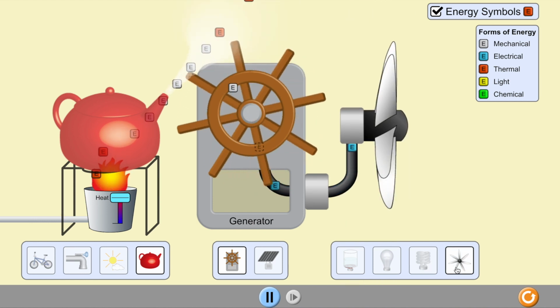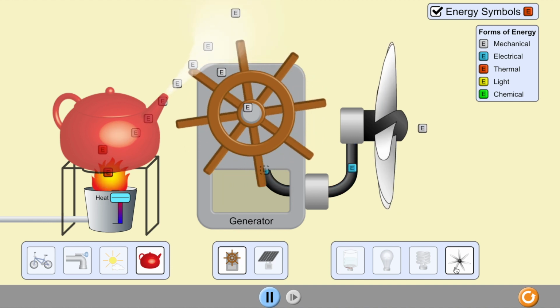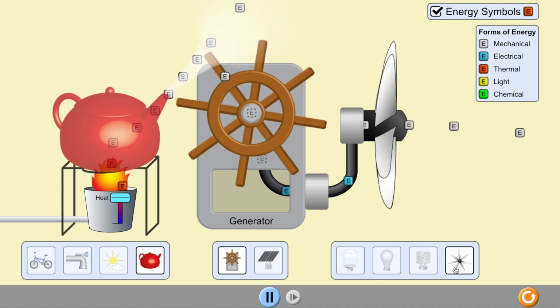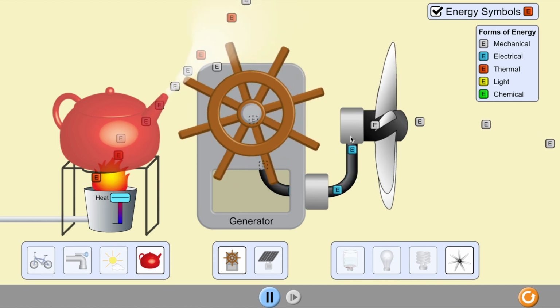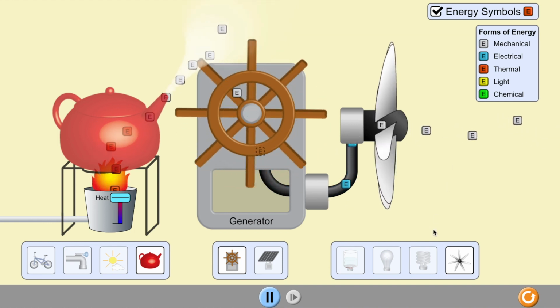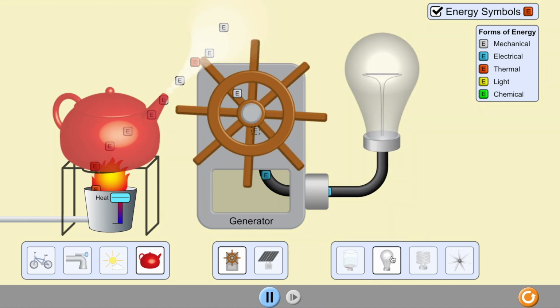Let's review how energy is converted in our simulation. The thermal energy from the fire is converted into mechanical energy in the steam, which is converted by the generator to electrical energy in the wire, which is converted to mechanical energy in the wind.